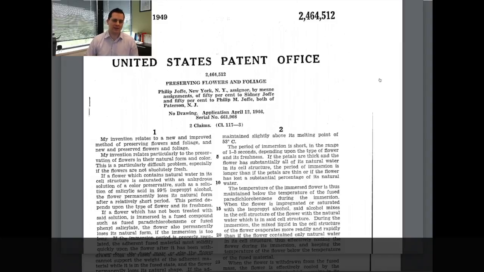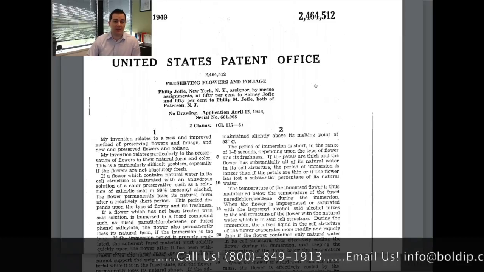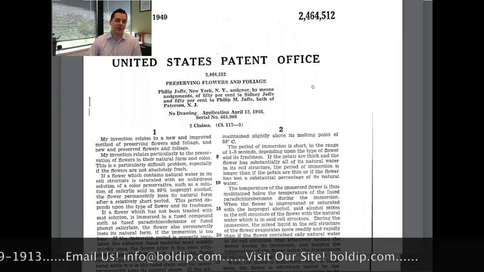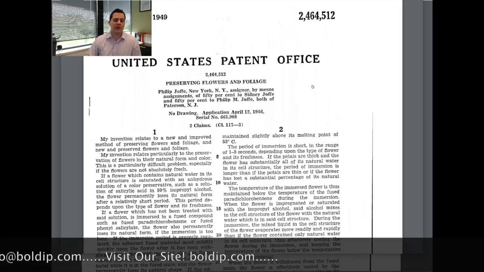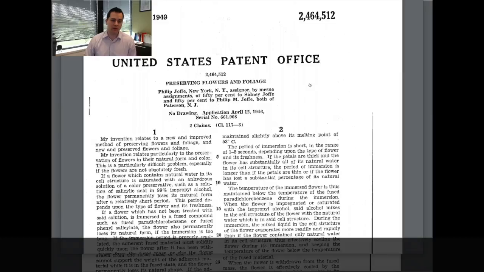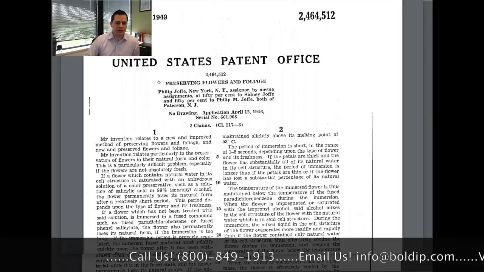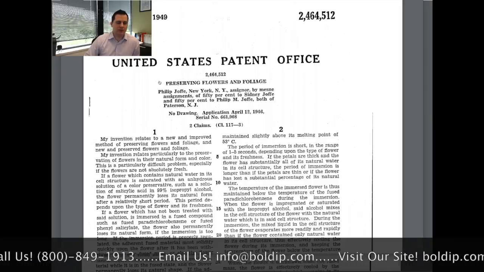And here we are. So yes, this is a 1949 patent, but what's interesting is that patent language, when it comes to the spec or the claims and the type of language, hasn't changed in 60, 70 years. Even though we're now at patent number 10 million, it's drafted very much the same way as it was in 1949, looking here at patent 2,464,512. This is the title right here, Preserving Flowers and Foliage, and the inventor was Philip Joff of New York City.